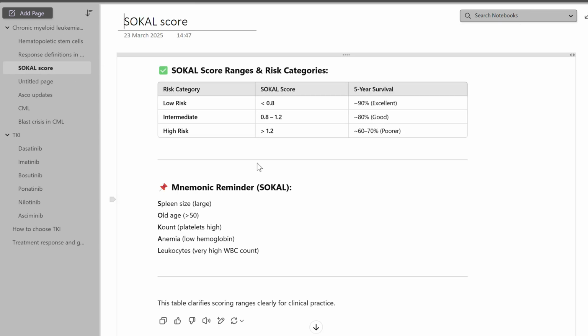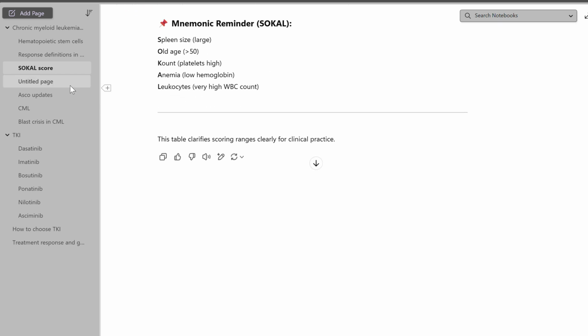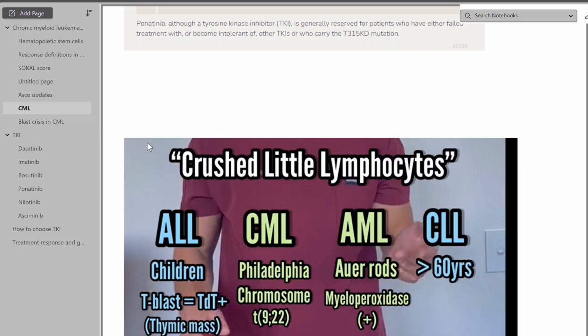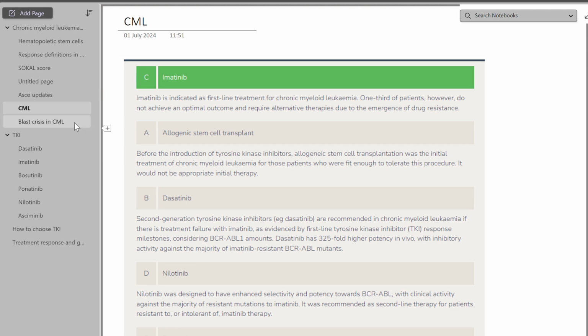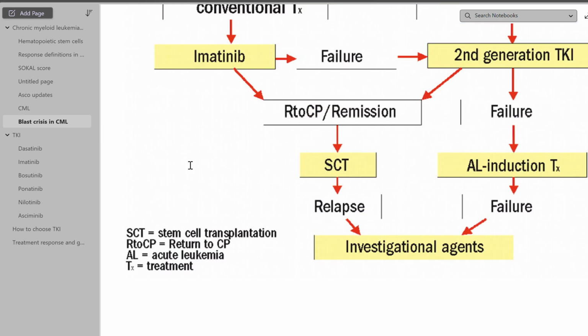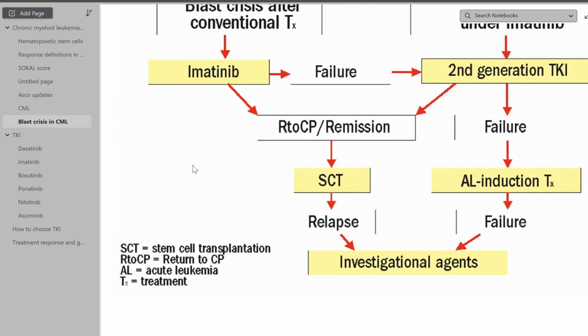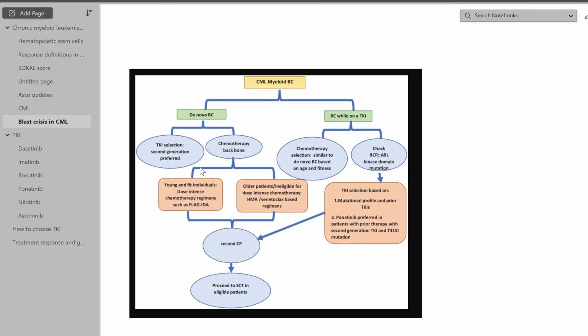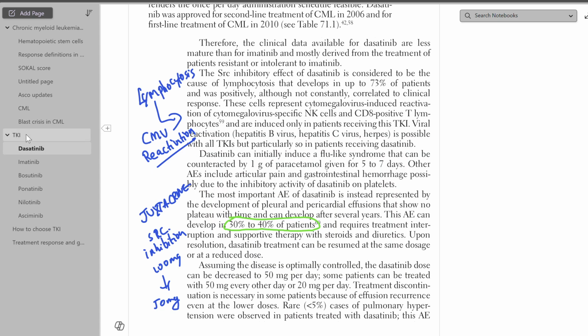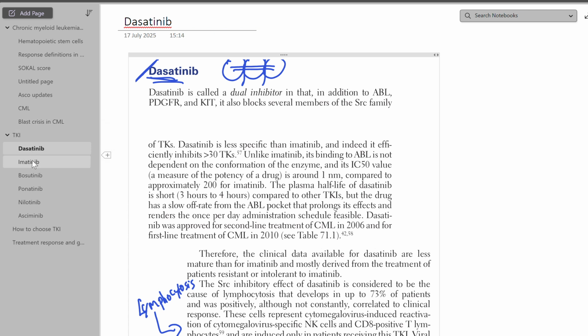CML patients should be assessed with the SOKAL score, which you can remember as SOKAL: large spleen size, old age, the count if platelets are high, anemia, and leukocytosis. Because if any of these SOKAL parameters are dysregulated, you'd want to go for a second generation TKI. Okay, and if it's in blast crisis, obviously we will go for ALL type of treatment. But in CML, you have various TKIs.